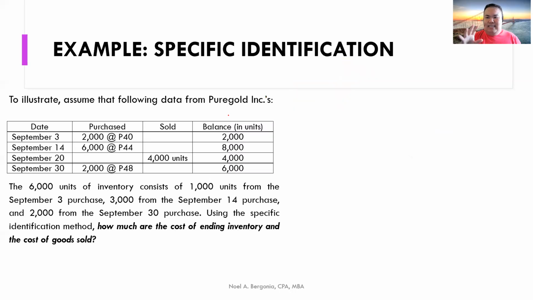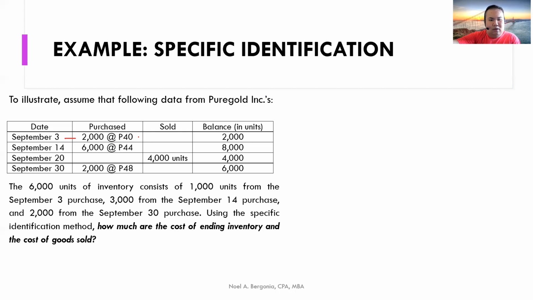Okay? So, let's have an example of this specific identification method. So, I have here a problem. To illustrate, assume that the following data from Pure Gold Incorporated. So babasahin ko po ito and eventually this problem will also be used on the various pa na mga cost formula. Okay, so let me just read this. September 3, we have purchased 2,000 at 40 pesos units.